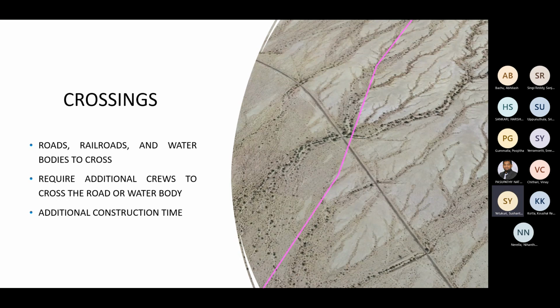So coming to the crossings, with each route there will be roads, railroads, and walkways to cross. Each of the crossings encountered will require an additional crew to cross the road or walkway, and additional construction time depending on the size of the road or walkway. The team will have to make sure that each of the crossings is accounted for and included in the total construction crew makeup. So the team will have to determine, with the selection of the route, either to minimize the crossings with a longer route or to carry out the crossings with a shorter route.